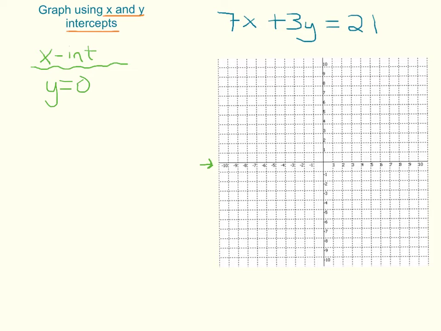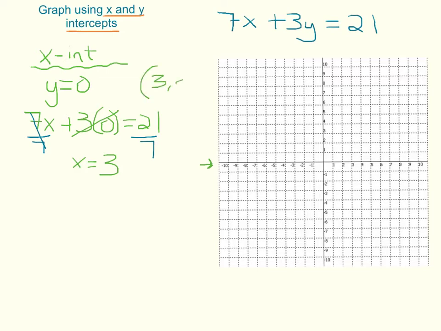So, in my equation, I'm going to plug in 0 for y. So, 7x plus 3 times 0 equals 21. And now I'm going to solve for x. So here this cancels, and I can divide by 7 and divide by 7. So x equals 3. So that means I have the point (3, 0). That is the x-intercept of my graph.